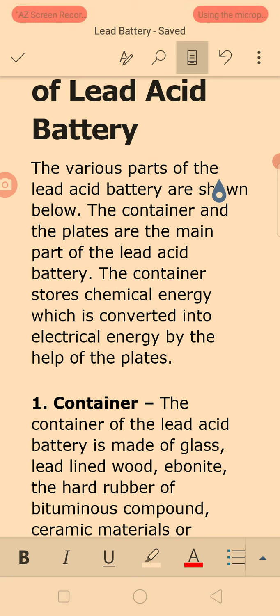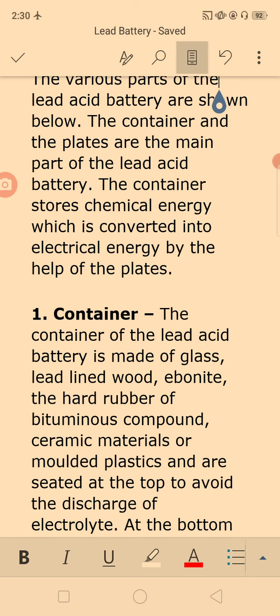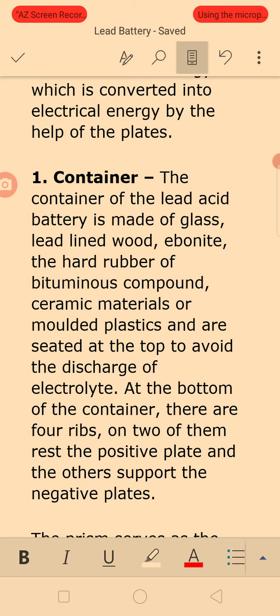In lead acid batteries, there are 6 half reactions connected, 6 anodes and 6 cathodes connected in series. Each produces 2 volts, and the total voltage is 12 volts. The main part, number 1, is the container of the battery, which is normally made of glass lined with wood, ebonite, hard rubber, ceramic material, or molded plastic. All these are sealed at the top to avoid the discharge of electrolyte.